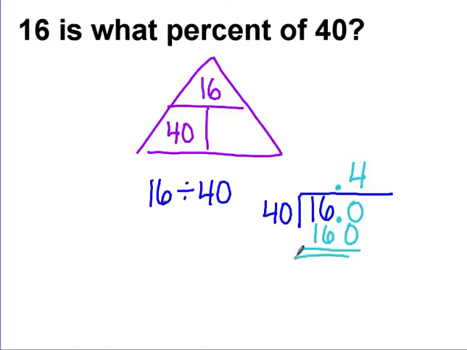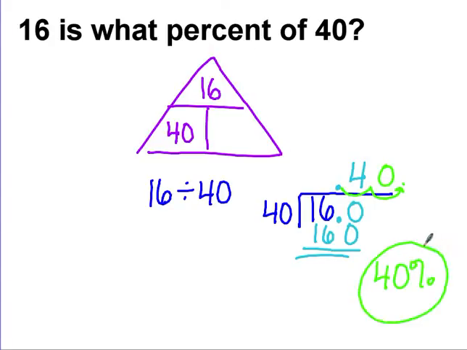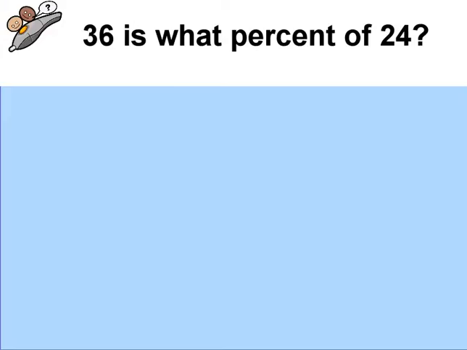Now this is as a decimal, so I need to write this as a percent. Remember how we convert to a percent? We move the decimal how many places? 1, 2. That leaves you with 40%. Questions? All right, you try this one for me. 36 is what percent of 24?